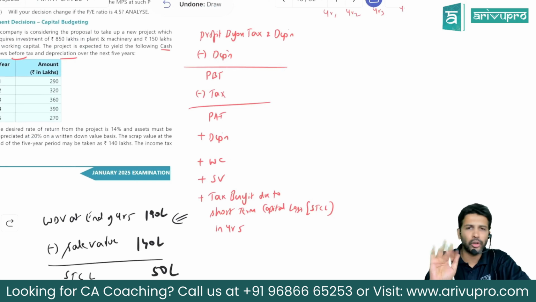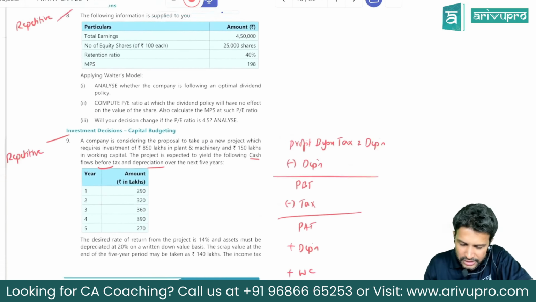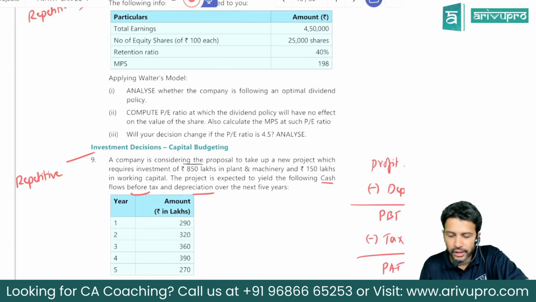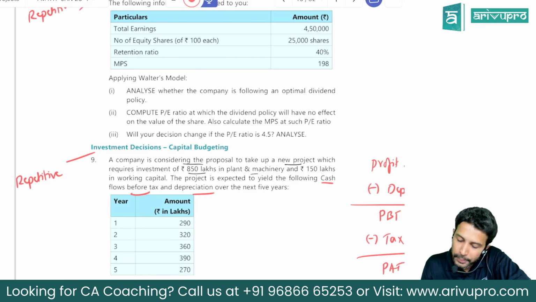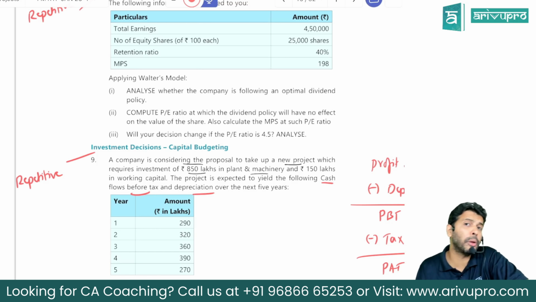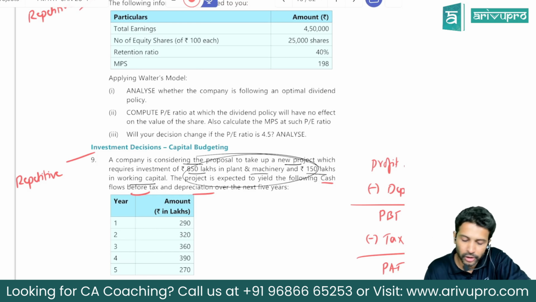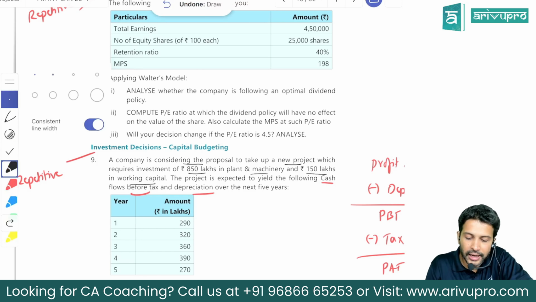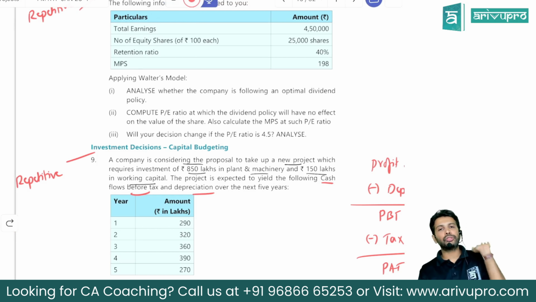Because I think we have done 2 questions similarly. But anyway, no problem. A company is considering a proposal to take up a new project. It requires an investment of 850 lakh in plant and machinery. This is the year 0 outflow. Along with this, there is one more, which is working capital: 150 lakh is an investment in working capital. That means at year 0, the outflow is 850 lakh plus 150 lakh, which is 1000 lakhs.